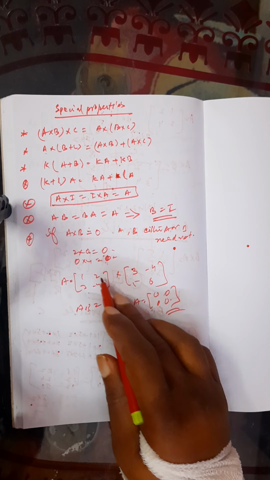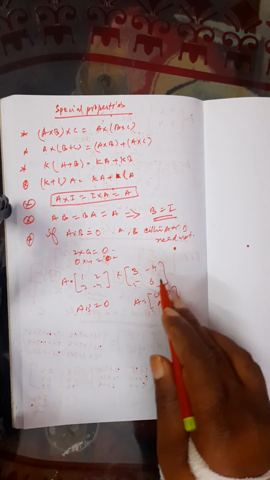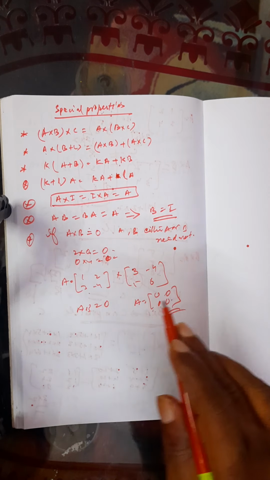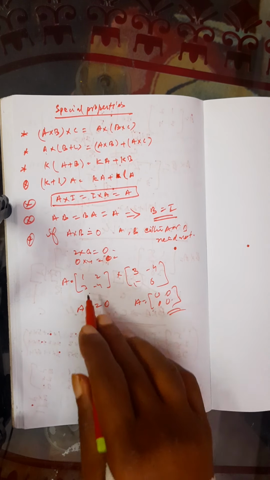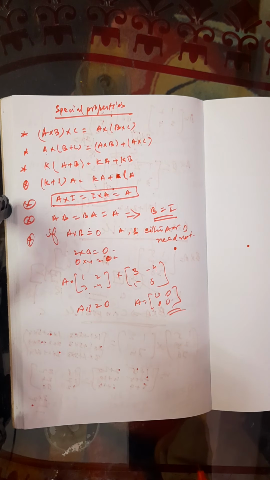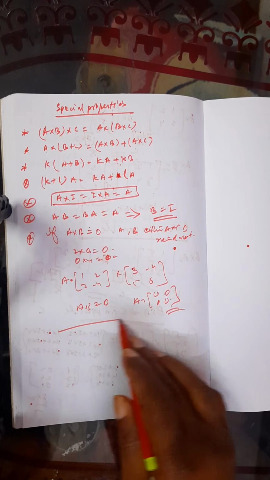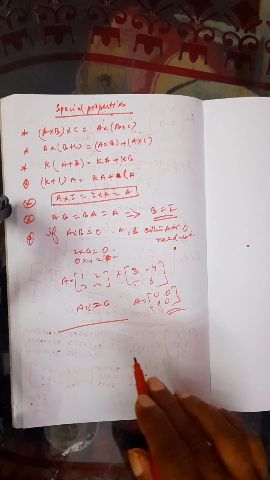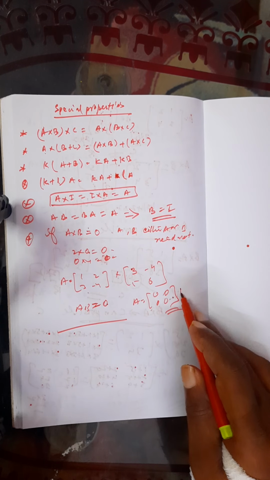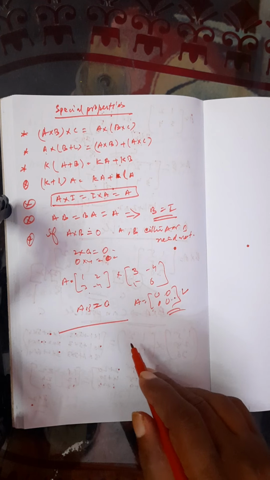But sometimes we will get such numbers that when we multiply and simplify, you will get 0. The answer should be 0, but the matrices are not 0 matrices. Remember that one. The product may be 0, but A and B are some different matrices, not this one. This is the special property you have to remember.